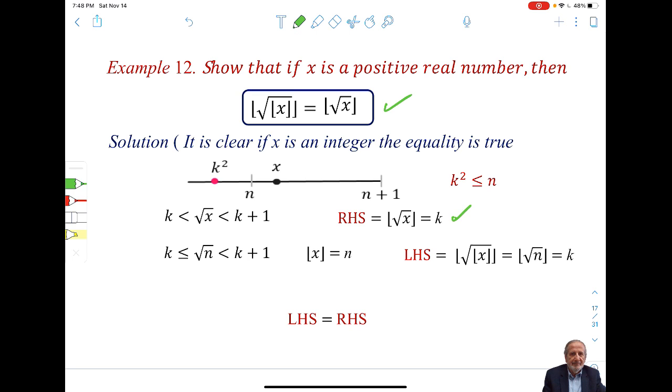Now we need the left-hand side. We need this here. So the floor function of x is n. Now the left-hand side is the floor function of the square root of the floor function of x, which is the floor function of the square root of n, because the floor function of x is n. And what is the floor function of the square root of n? It is k. And in both cases they are equal.